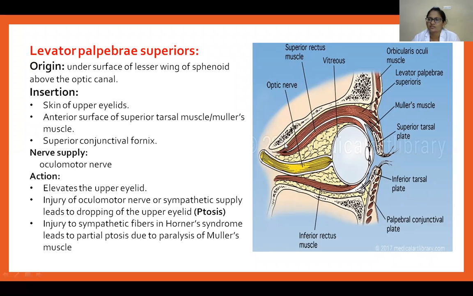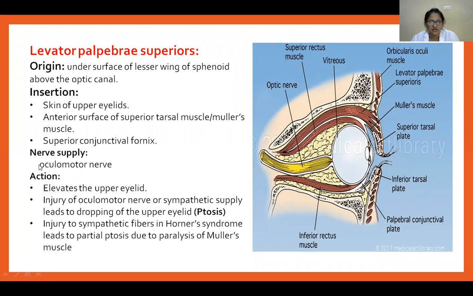Origin is from the under surface, or inferior surface, of the lesser wing of the sphenoid, just above the optic canal. Just above the optic canal, it gives origin to the levator palpebrae superioris. And it gets inserted into the skin of the upper eyelid, and the anterior surface of the superior tarsal muscle. Also it is inserted into the superior conjunctival fornix.